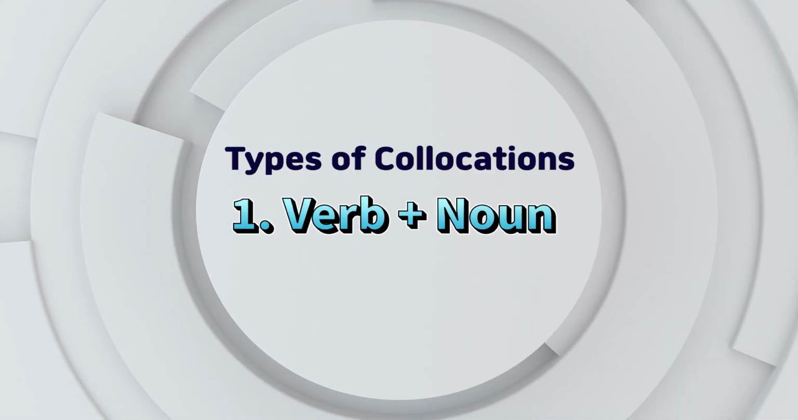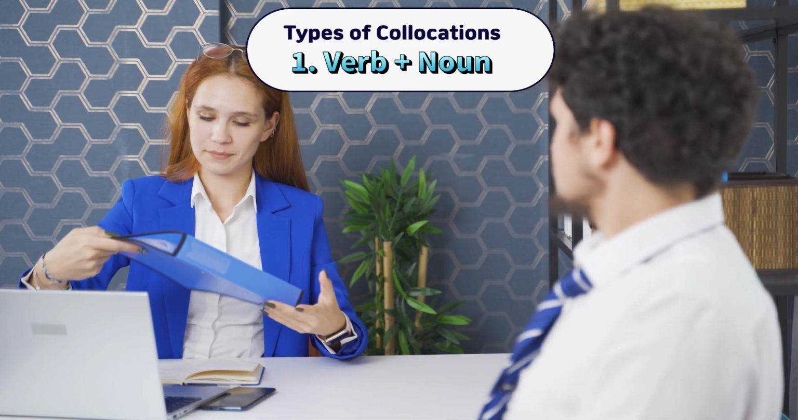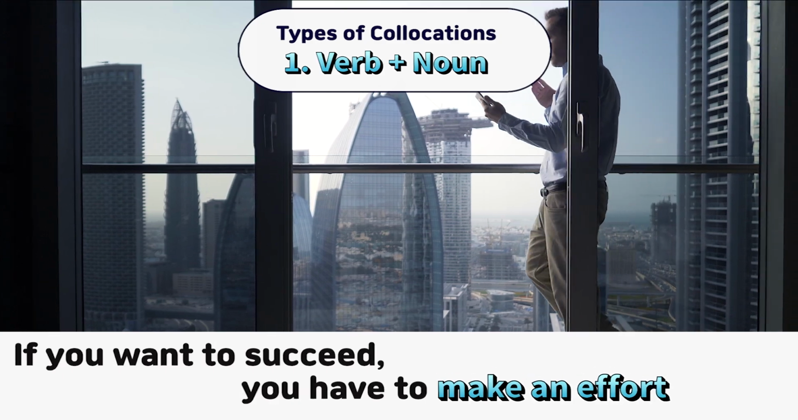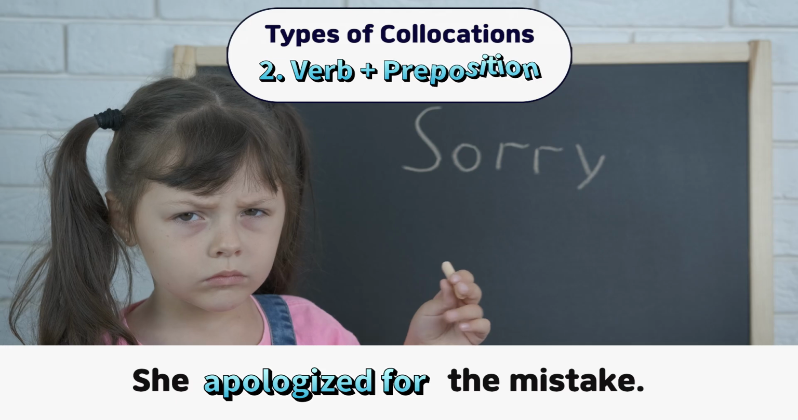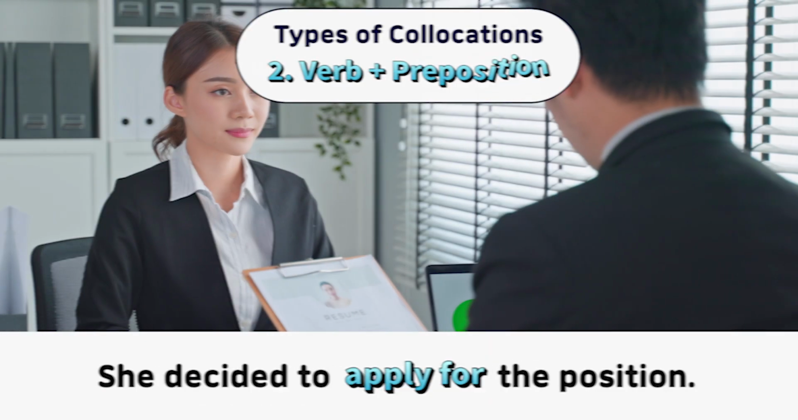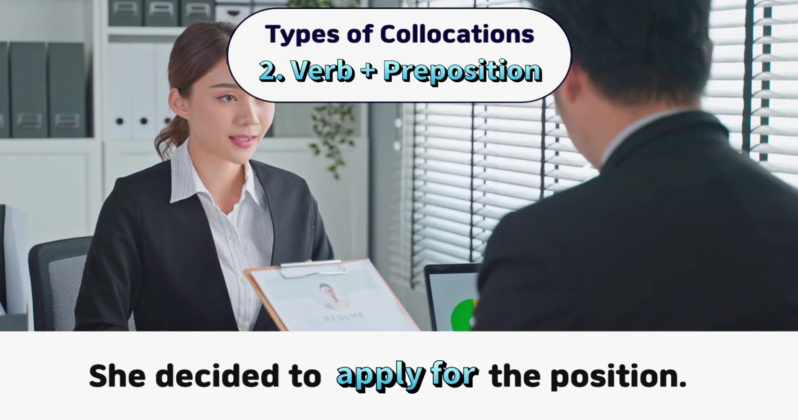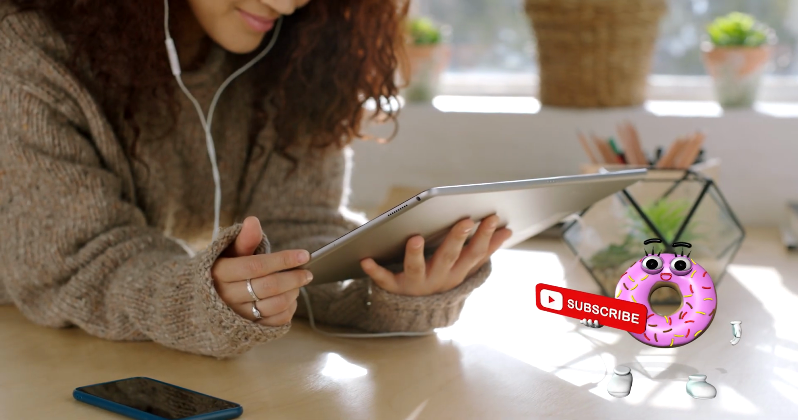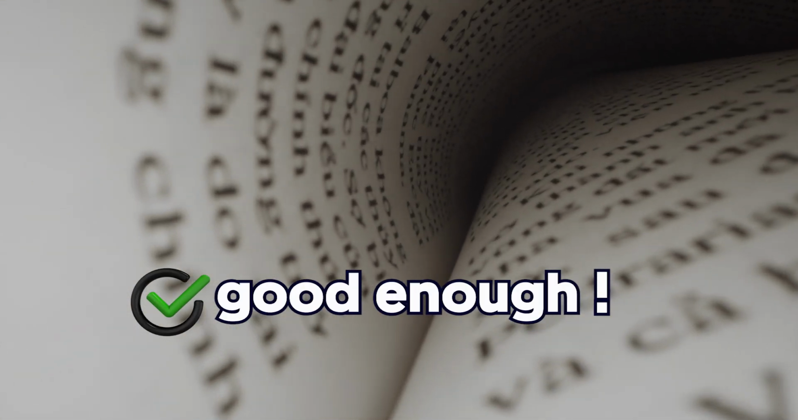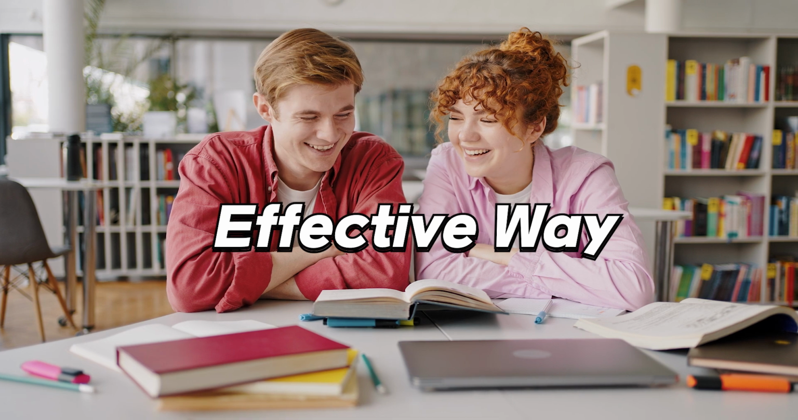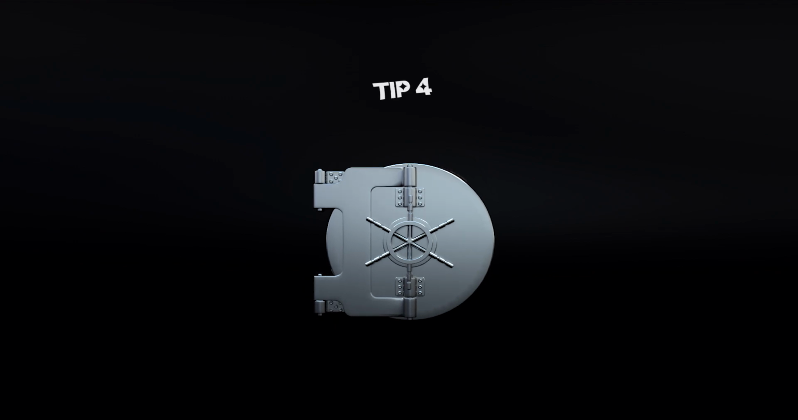Let's start with verb plus noun collocations. For example, take a chance. Make an effort. Let's move on to verb plus preposition collocations. Apologize for. Apply for. If you want to learn more collocations, check out my videos. Pay attention to how words naturally pair up in various contexts. One of the most effective ways is to read and listen to English as much as possible. Tip number 4.